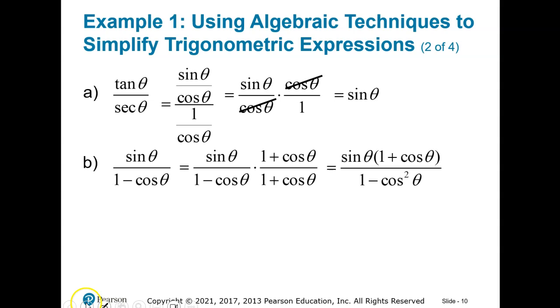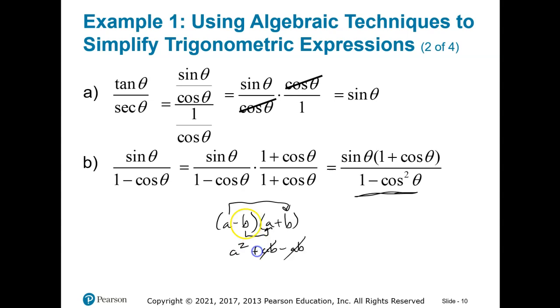On the bottom, because that's a difference of squares, 1 minus cosine times 1 plus cosine is 1 minus cosine squared. Okay, that's just the difference of squares formula. Convince yourself by doing it with just general a minus b, a plus b, and FOILing it. First is a times a, a squared. Outside is a times b, inside is negative a times b. So they're going to cancel, and then last is negative b times positive b, which is minus b squared. So you end up with the square of the first minus the square of the second, and that's what's going on in that denominator.